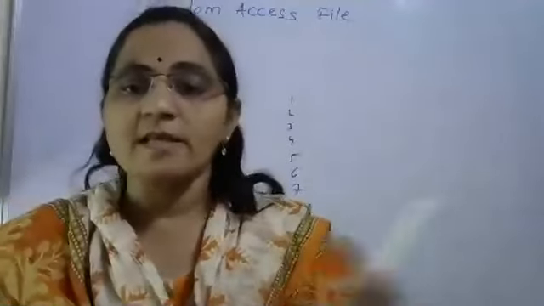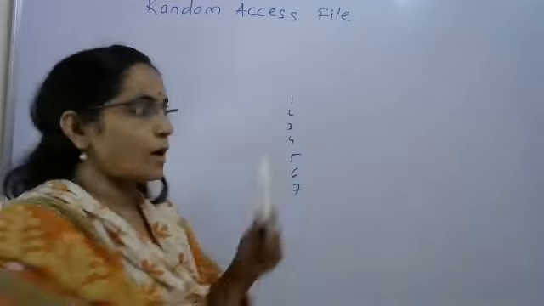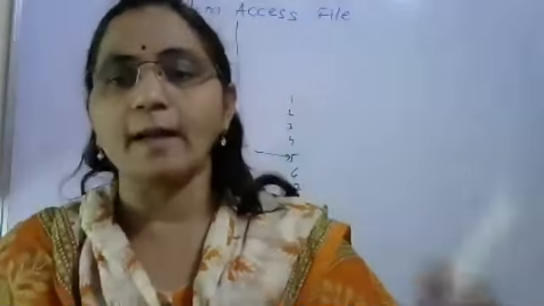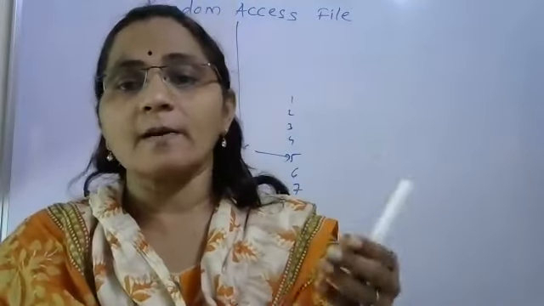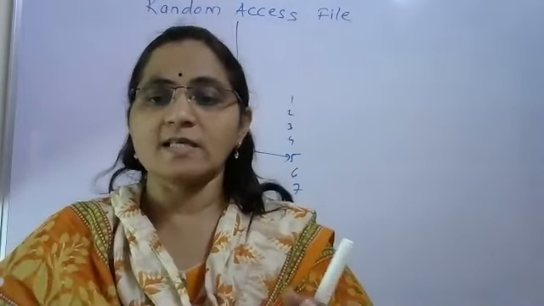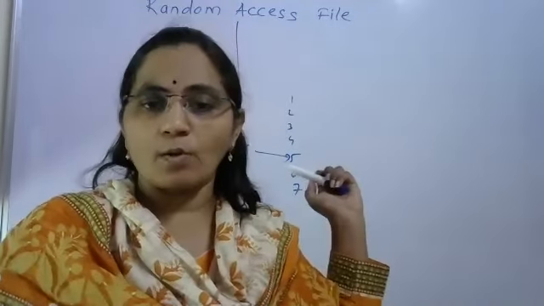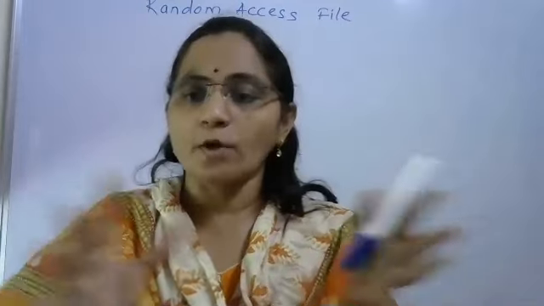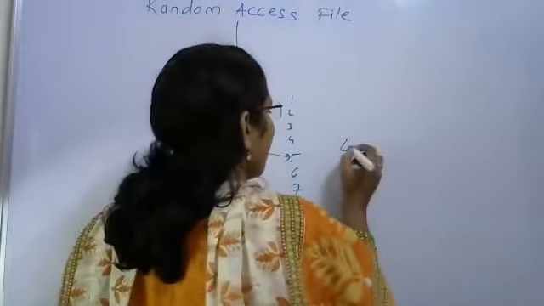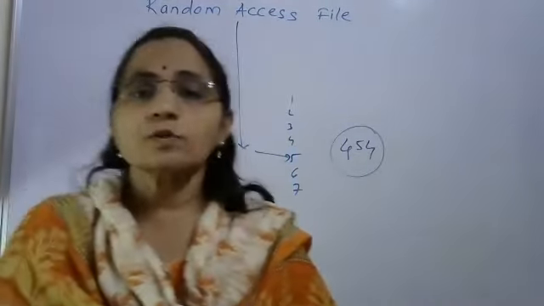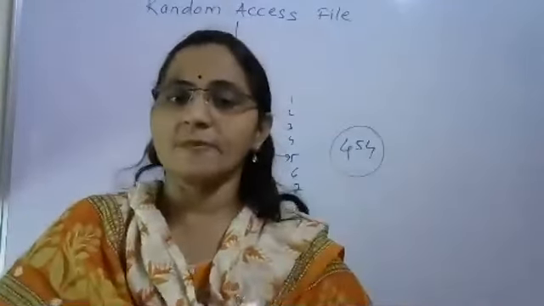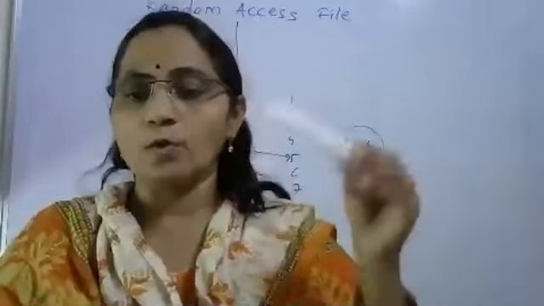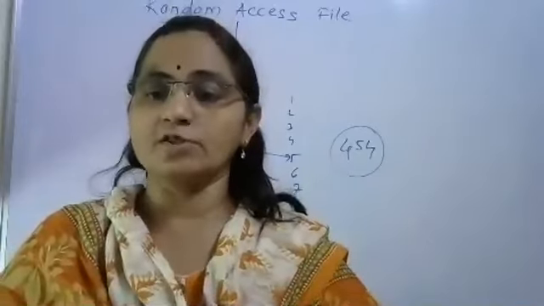But if you want to access directly the seventh record or the fifth record, then you have to use the concept of random access file. Instead of going through the first record, second record, third record, then fourth, and then fifth, which is the case of sequential, if I want to access the particular record directly, then I use random access file. Random means any order. Suppose you have 500 records in one file, and I want to access the 454th record. Then I use random access file, because with it I directly jump to the 454th record. I am not going 1, 2, 3, 4, 5, then 100, then 200, and then 454.